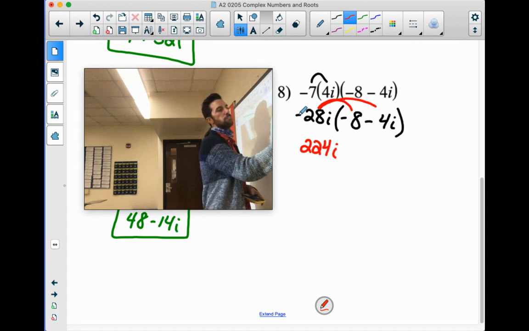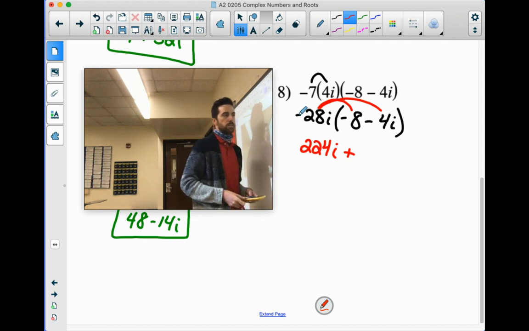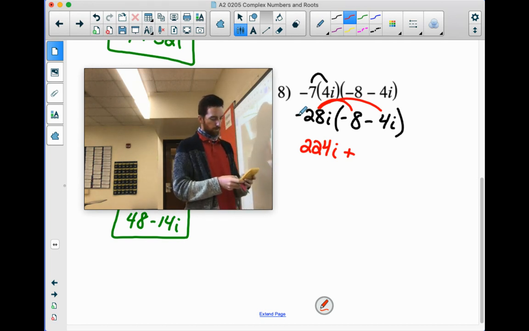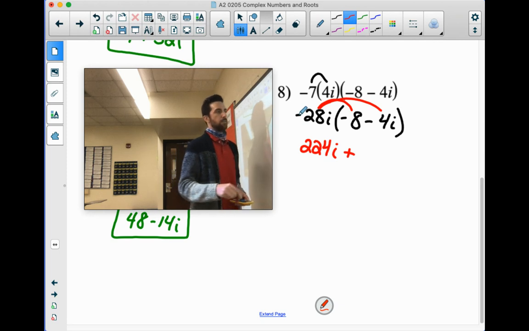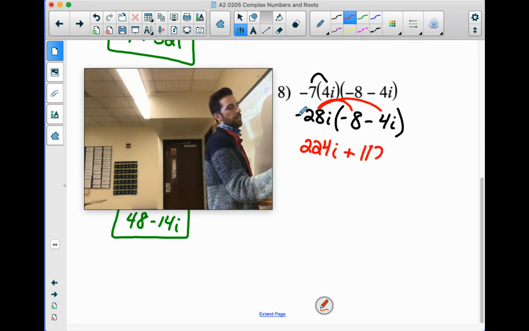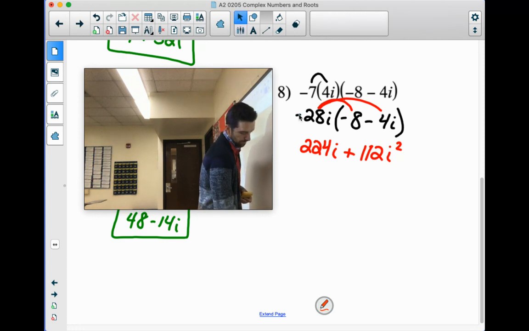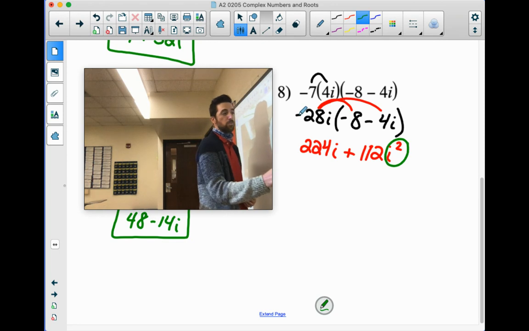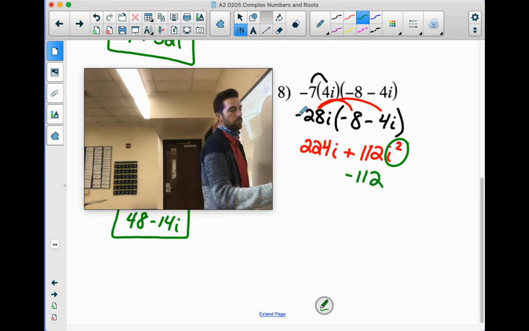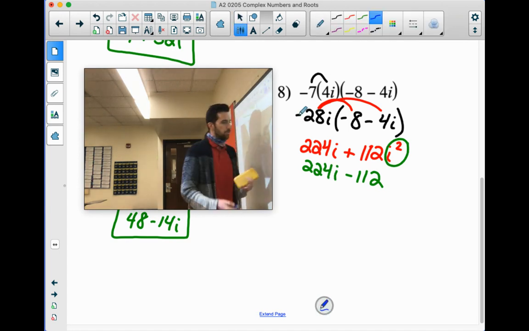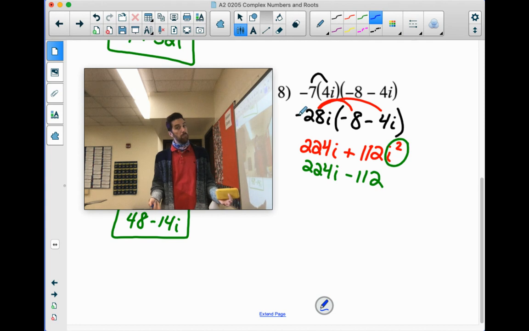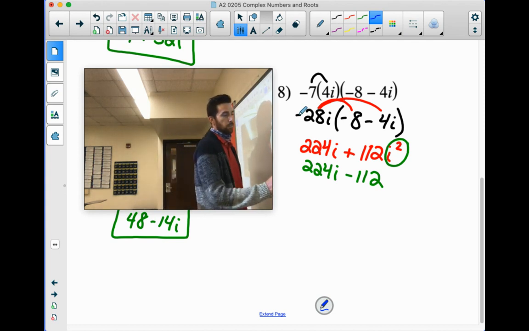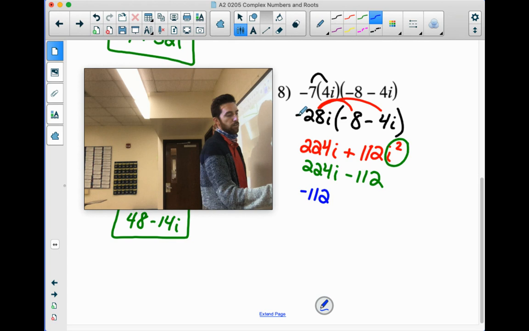And then we have negative times negative goes positive. 28 times 4 is 112, I believe. And then i times i is i squared. Remember, i squared is -1 times 112 is -112. Now, 224i minus 112, you can't combine them, but you should put your regular number in the front. So -112 plus 224i.